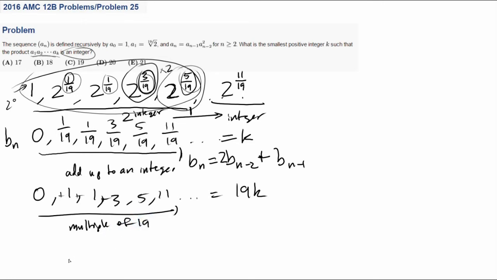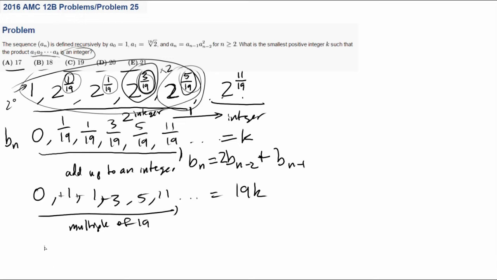Now this is hard. How do you know where's the spot when it gets to a multiple of 19? Should you calculate it out manually? You don't have to, really. You can actually just write it out, because the reason for this is, look, the answer choices are 17, 18, 19, 20, 21, right? That means you only need 17 terms. You don't really actually have to calculate it. You just need to write out 17 terms.